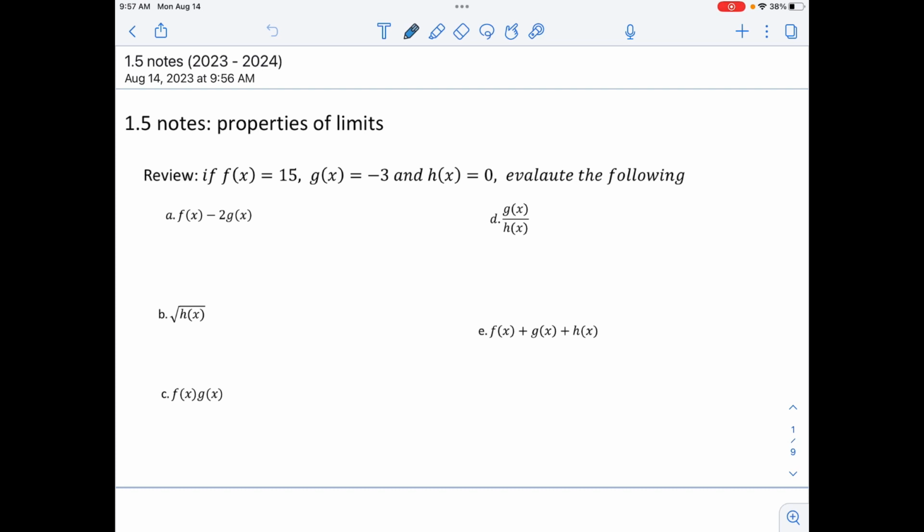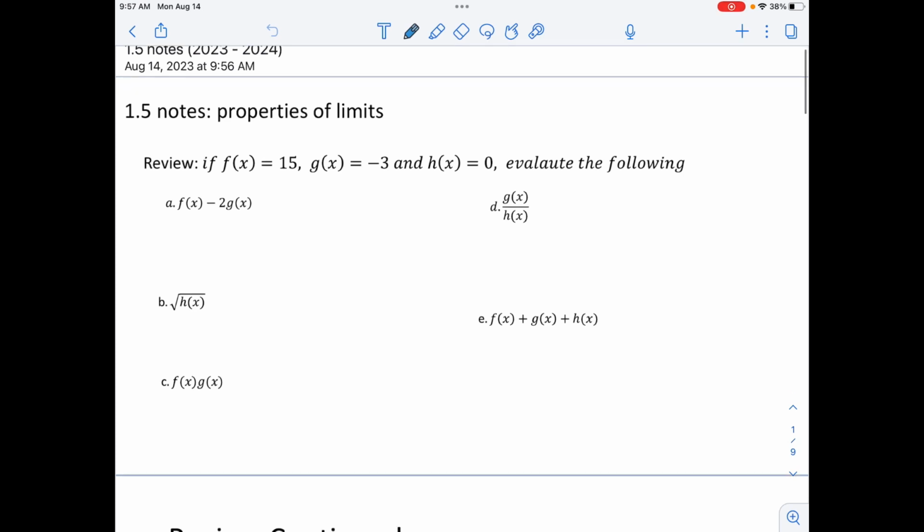This problem says if f of x equals 15, g of x equals -3, and h of x equals 0, evaluate the following. If you can't visualize this, that means all of these functions are just horizontal straight lines. If you were trying to evaluate f of x minus 2 g of x, you would just replace f of x with the value it's equivalent to. So f of x is equivalent to 15, then 2 times g of x, which is equivalent to -3. And that would be your answer after you work that out.